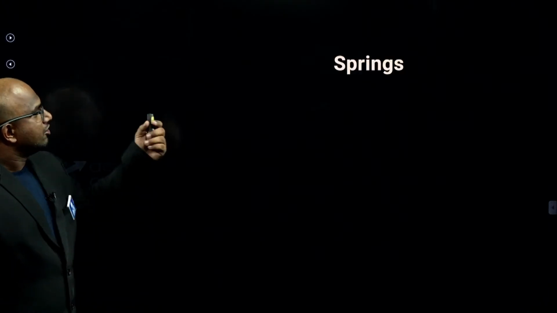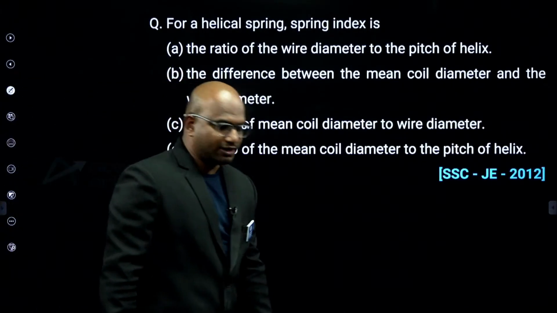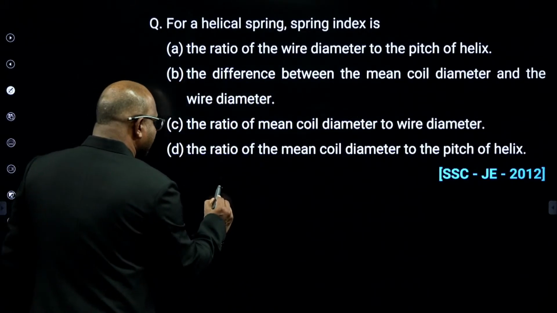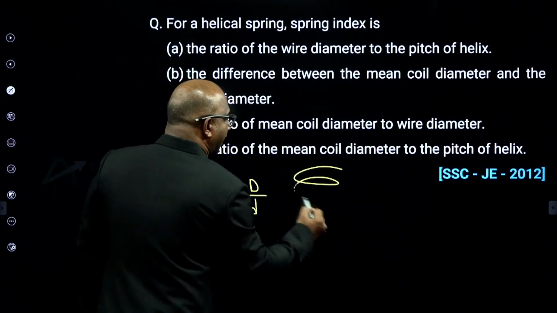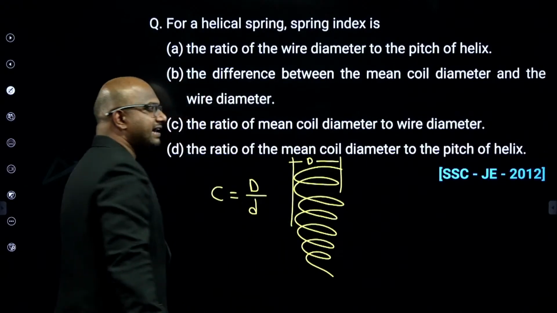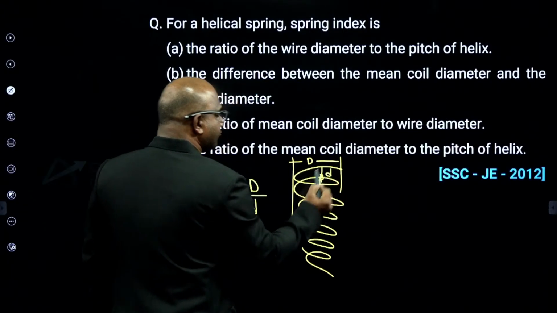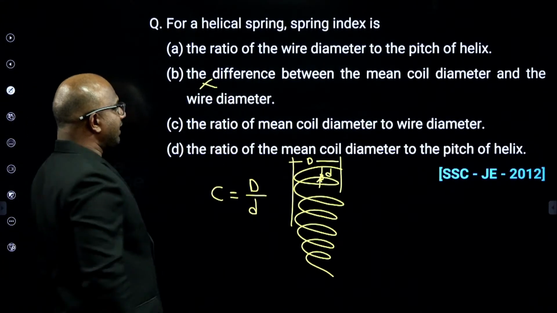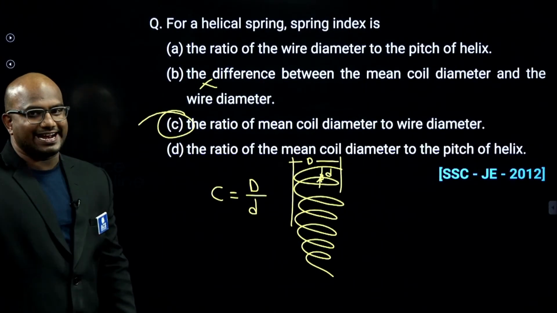Okay, next. We'll see some questions from springs, guys. For a helical spring, spring index is capital D by small d. What is meant by capital D, guys? Assume this is the spring and this is capital D, the mean diameter of the spring. Small d means wire diameter. So it should be the ratio of mean coil diameter to wire diameter, not the difference. Option C is the correct answer.